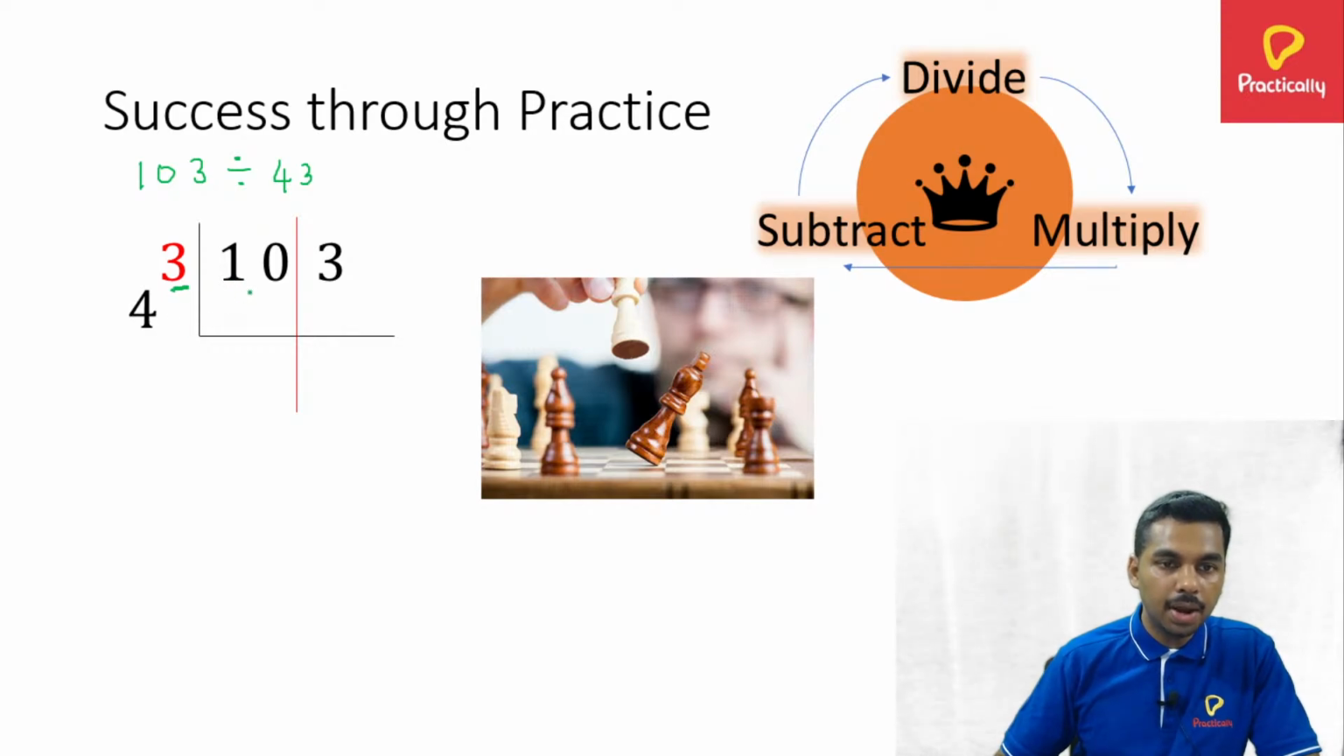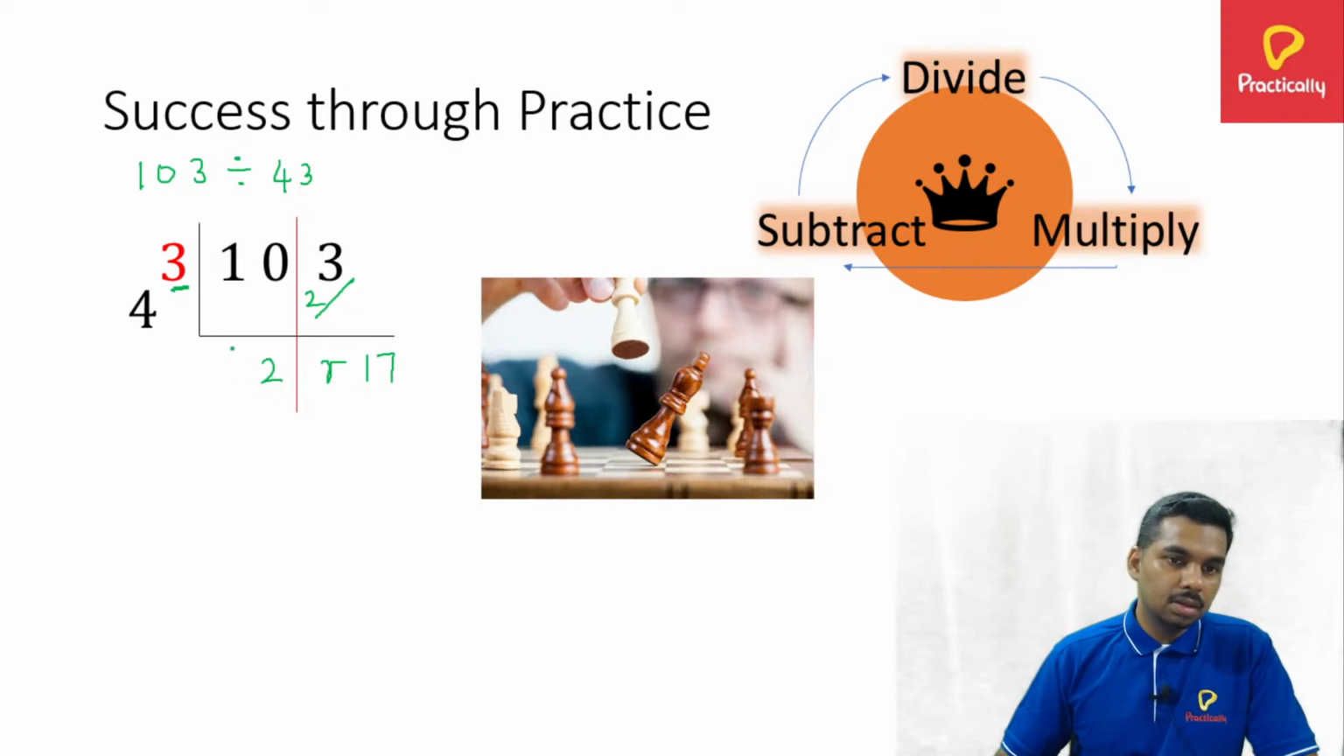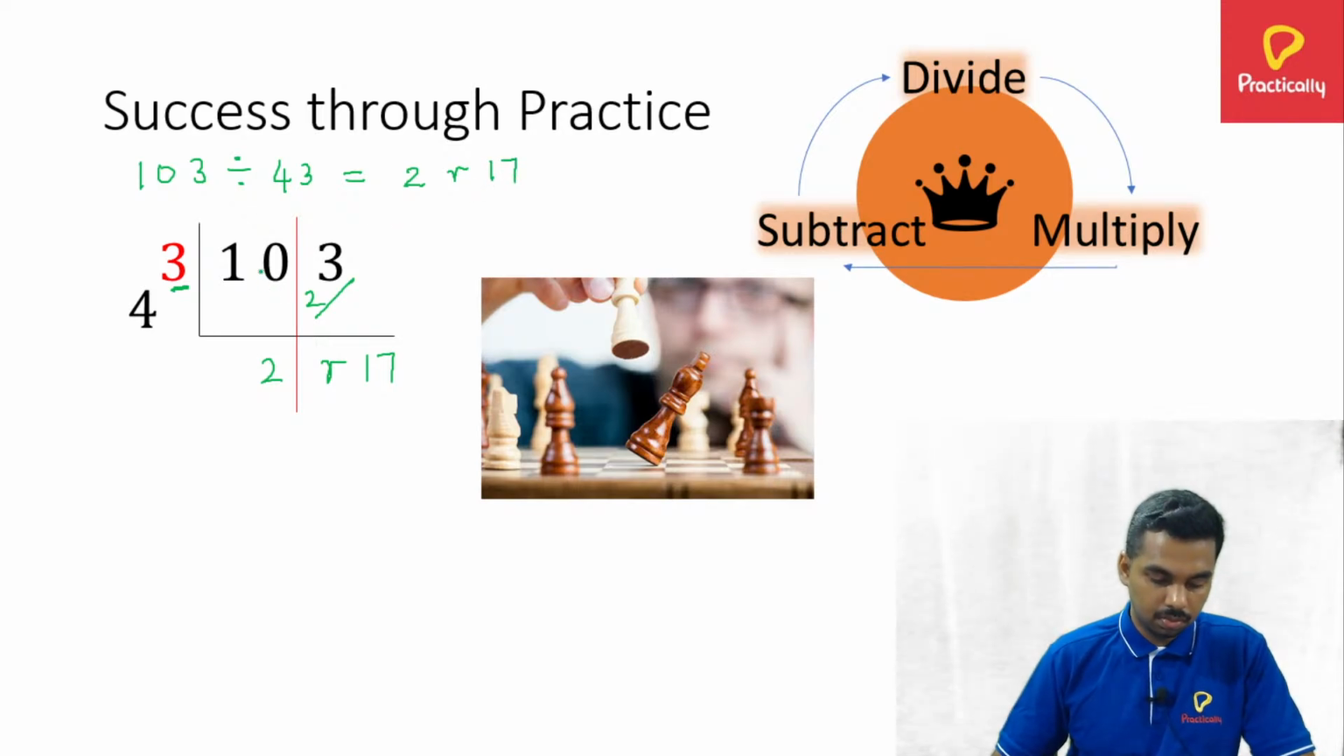Now the next step is to divide the number 10 by 4. 10 divided by 4, the answer is 2 and the remainder is 2. So you will write 2 here. Now you consider the entire number 23. 23 minus 2 multiplied by 3, which is 6. 23 minus 6 is 17. So the remainder is 17. So the answer for 103 divided by 43 is 2 with a remainder of 17.